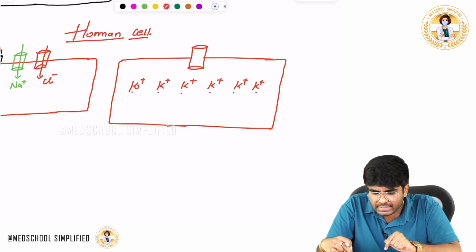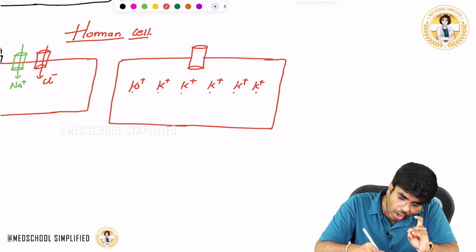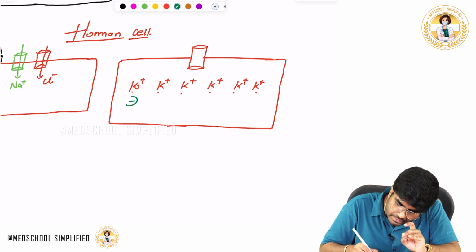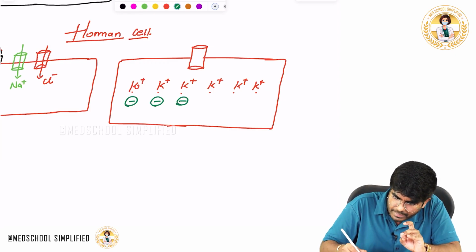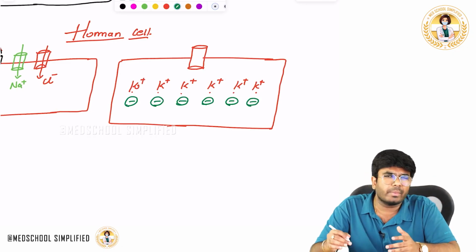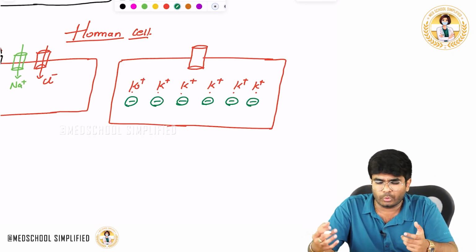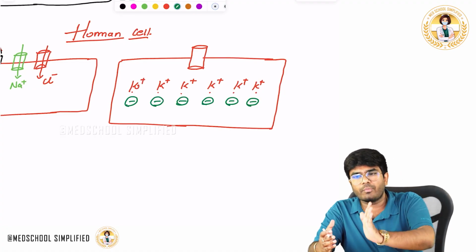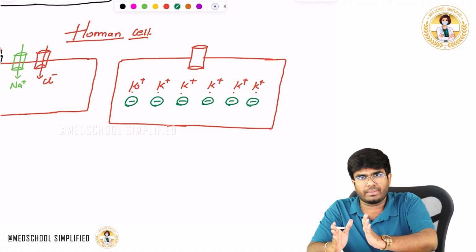If six positive charges are there, how many negative charges will be there inside the cell? Six negative charges will be there. Negative charges are also there, maybe phosphate or chloride, and proteins. This means the number of positive charges and the number of negative charges should be equal.